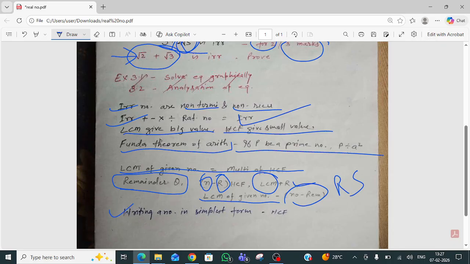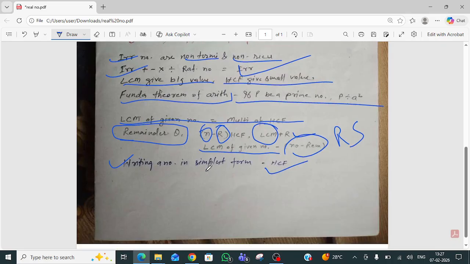Now, one more last topic is writing a number in simplest form. It sounds like the question will be very simple, like they will give 6 by 8, write it in simplest form. No, they will give such a big number that we can't find the common factor easily. So what to do in that case? We have to find the HCF, or we should try dividing by prime numbers in increasing order one by one.